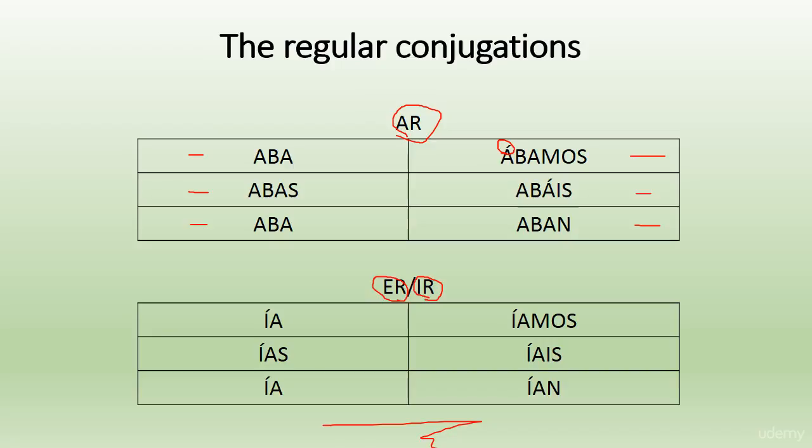And for ER-IR verbs, you have ía, ías, ía, íamos, íais, ían. And also make a note of the written accents in all of these verb forms for the ER-IR conjugations.